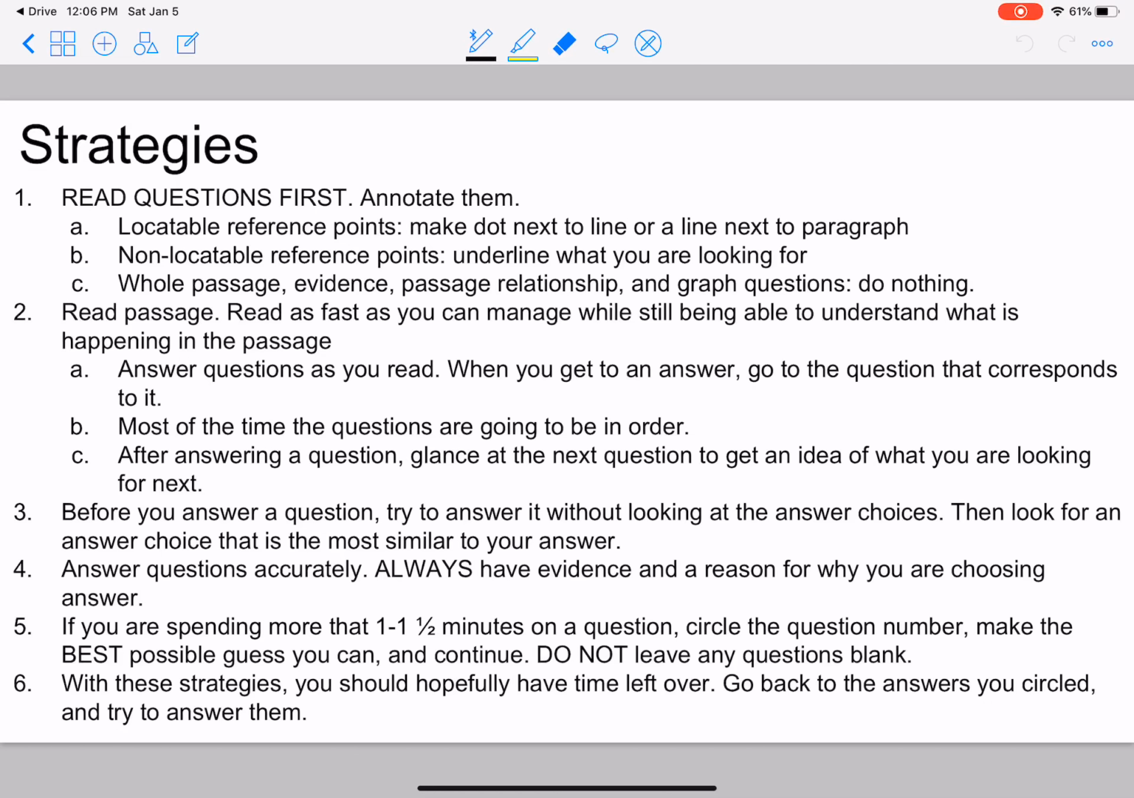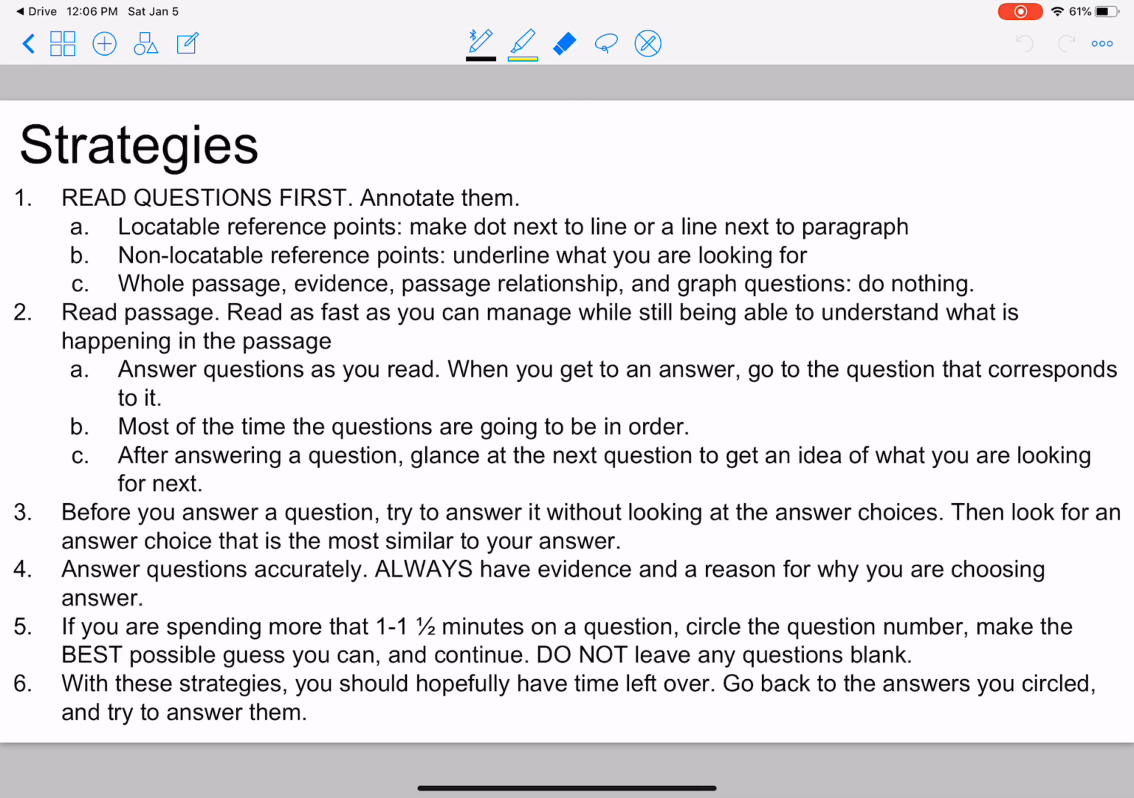And then here are my strategies. I'm just going to read them and try to explain them a little bit, but there's going to be a video specifically in which I show you on an actual test how to execute these strategies because they're really specific. So number 1, you're going to read the questions first. If you read the passage first, you're going to forget what you read.